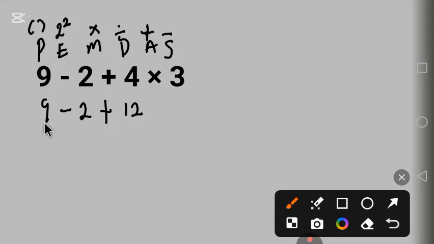So let's do that. 9 minus 2 will give us 7 plus 12. 7 plus 12 equal to 19. This is the correct answer.